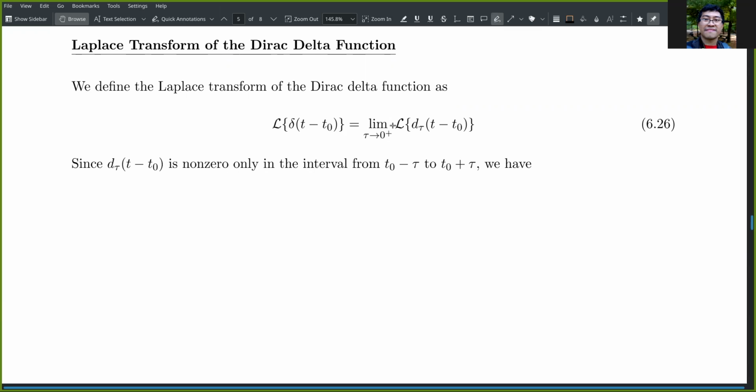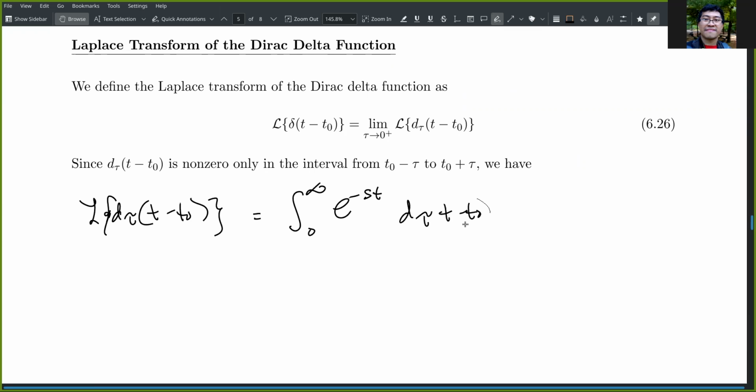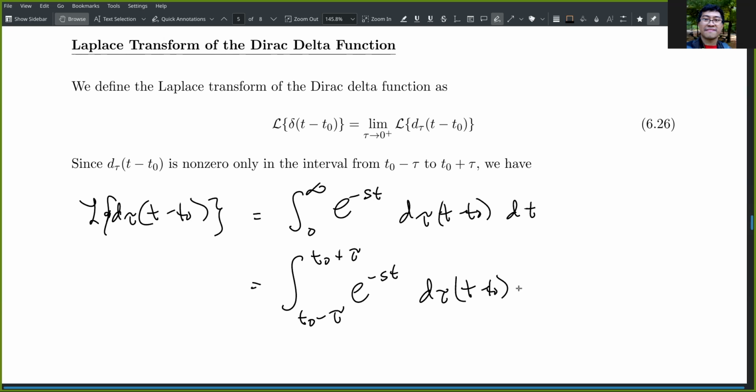So we'll just solve first for this. Okay, so the Laplace transform of d tau(t minus t0), by definition, is simply the integral from 0 to infinity of e to the minus st d tau(t minus t sub 0). But this here is non-zero only at some interval, so we can write the integral from t naught minus tau to t naught plus tau of e to the minus st d tau(t minus t naught).